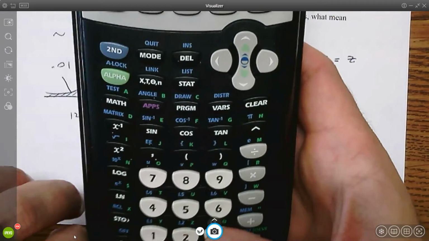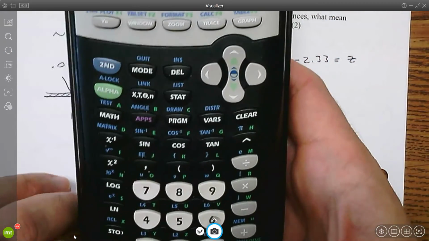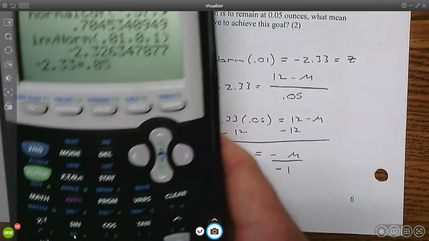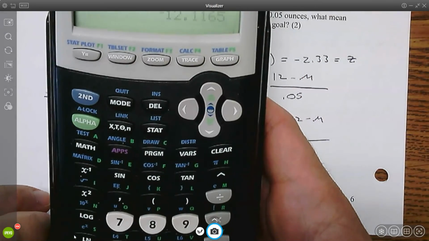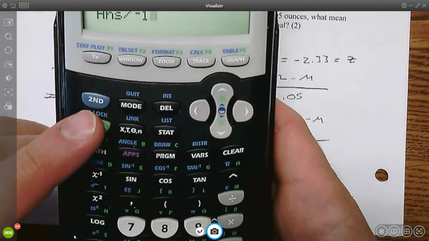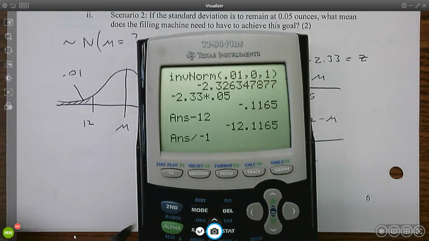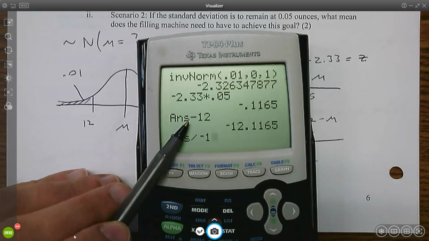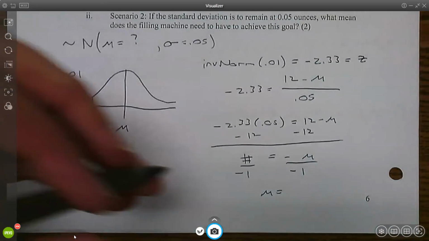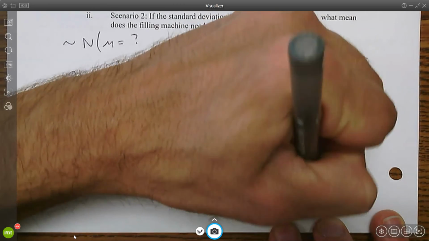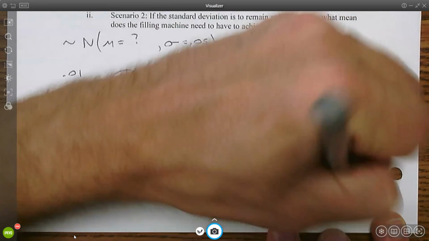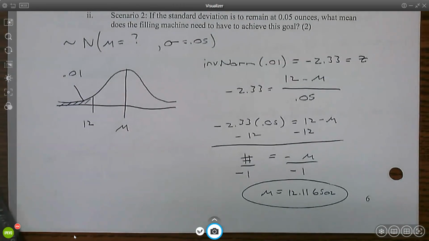So essentially negative 2.33 times the 0.05 minus the 12 divided by negative 1. Oh, you can't see any of that. The mean would need to be increased a little bit to 12.1165 ounces. So I hope these videos were helpful and they kind of captured what you were thinking in class.